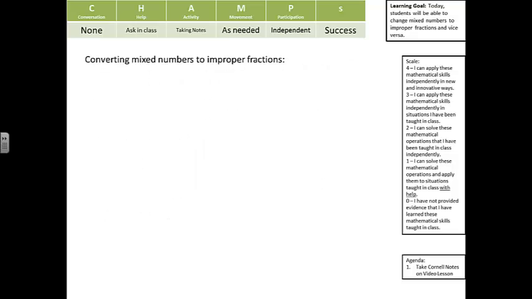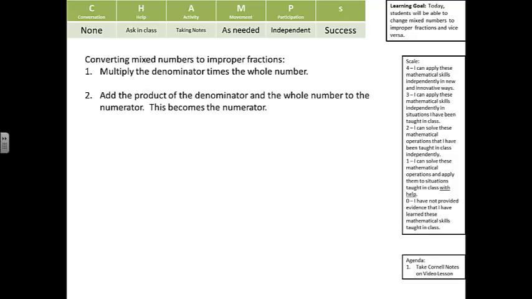So the first part we're going to do is converting mixed numbers to improper fractions. The first step that you need to do is you need to multiply the denominator times the whole number. After you do that, you're going to add whatever that answer is, the product of that, to the numerator. This number that you get after you multiply and you add becomes the numerator of the improper fraction. And then you keep the denominator. Whatever your denominator you started with is, that's the one you're going to keep, and it'll stay the same.